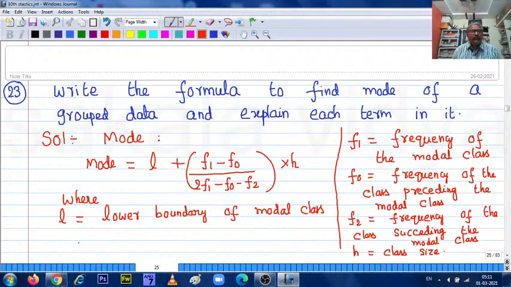So these five letters need to be discussed here. So you might have understood how to write the formula and how to explain each letter or each term in the given formula. If you write like this, you will be getting 4 marks in the final examination, public examination.